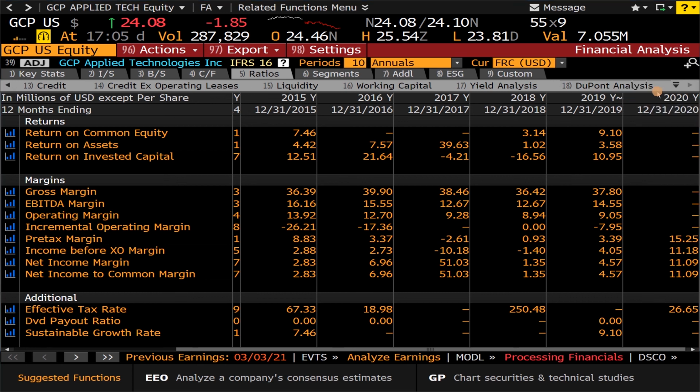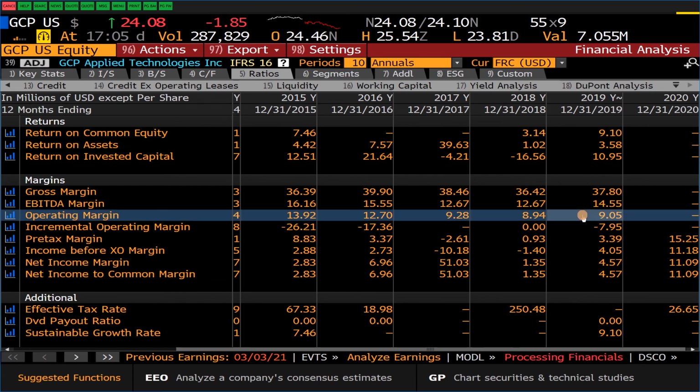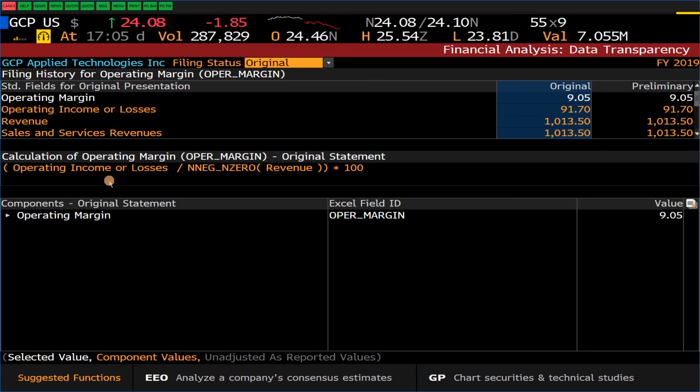If you're unsure what a ratio is or what's used in the calculation, you can click into one of the numbers to see what inputs were used in the calculation. Clicking into the 2019 operating margin, I can see that the formula is operating income or losses divided by revenue times 100. The numbers used to arrive at 9.05 will be the 91.7 operating income divided by the revenue of 1013.5.